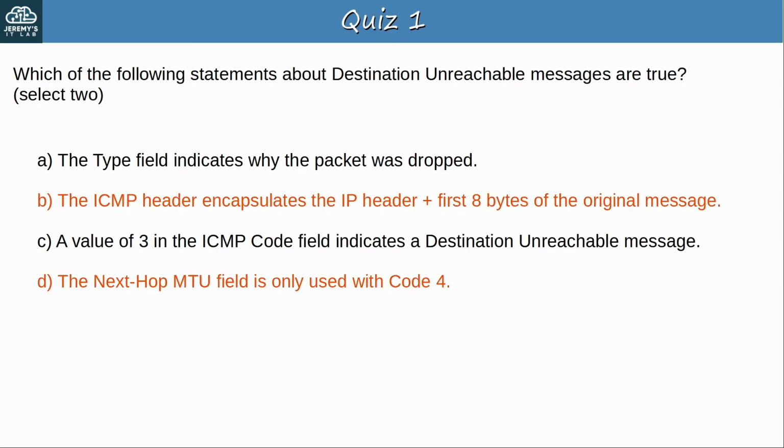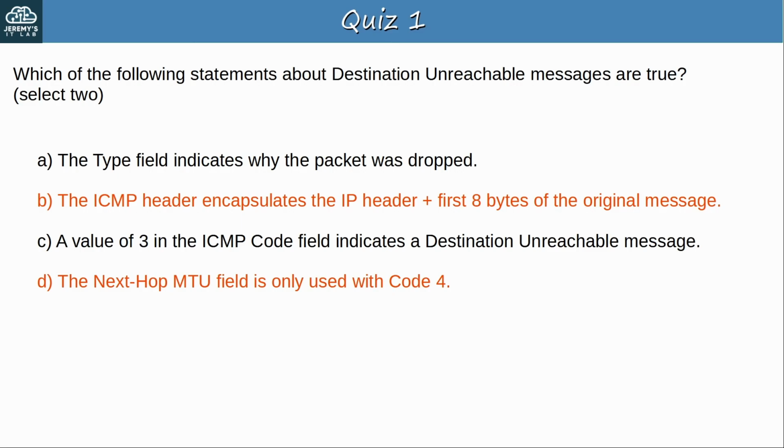Okay, the answers are B and D. B is correct because, like other ICMP error messages, the ICMP header encapsulates the IP header and first 8 bytes of the IP payload of the original message that caused the error. And D is correct because the next hop MTU field of a Destination Unreachable message is only used with code 4. Code 4 is called fragmentation needed but DF bit set. It's used when a packet needs to be fragmented but can't be because of the DF bit.